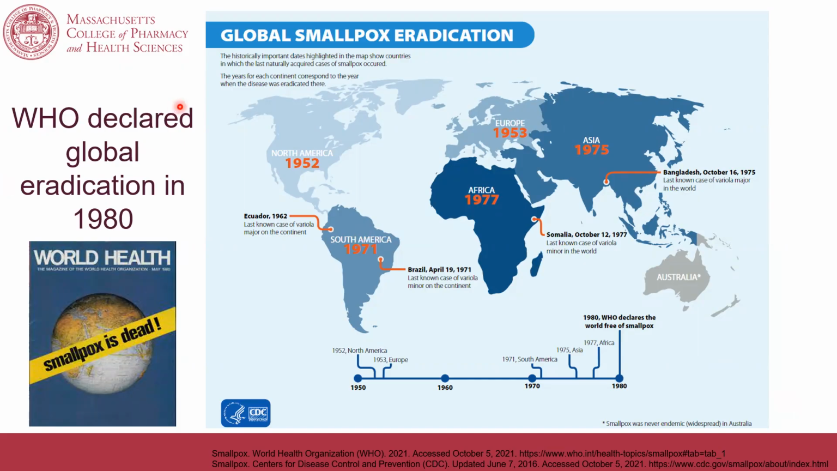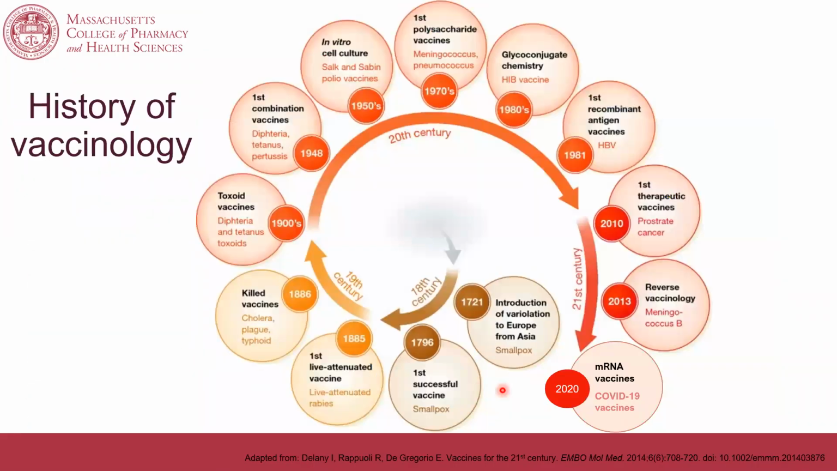And of course, biggest thing, who declared global eradication in 1980 against smallpox? And I really like this magazine cover here. Smallpox is dead. And so with that, that starts our history of vaccinology, where you have variolation introduced from Asia into Europe with the smallpox vaccine. And then from there, you have the development of all different types of vaccines.